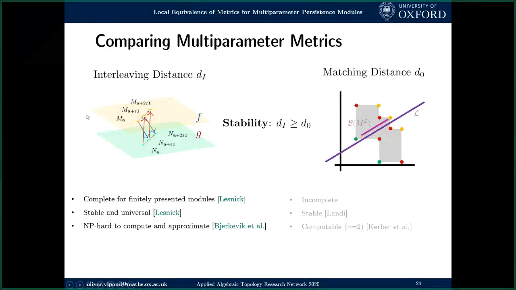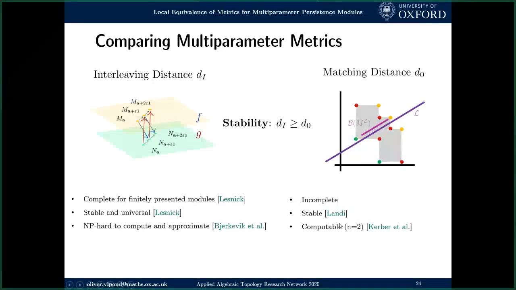So if we're interested in applications of multi-parameter persistence, there's no hope of using this interleaving distance because it's just too hard to compute. In contrast, this matching distance, which is really leveraging everything we know about the 1-parameter submodules of our multi-parameter modules, has the downside that it's incomplete in the sense you can have two non-isomorphic modules which have 0 matching distance. But the good news is that it's stable and it's also computable, at least in the case n equals 2.